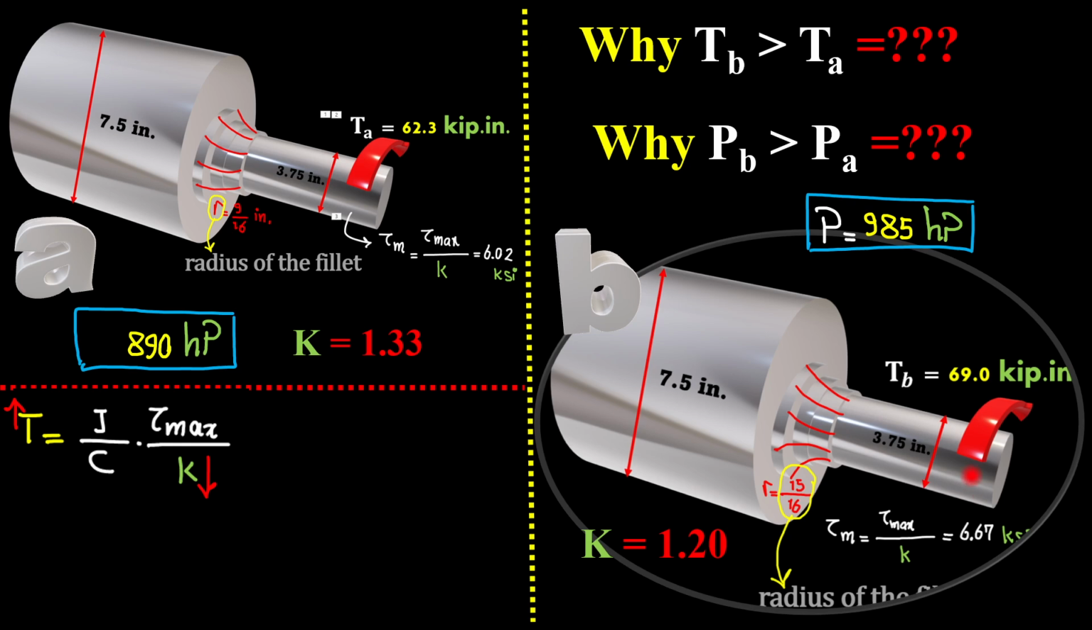And the reason why the power at part B is bigger than the power at A is that power has a direct relation with torsion. So 2 pi times frequency remains the same. The only difference is the increase in torsion. So definitely power will increase with an increase in the radius of fillet.